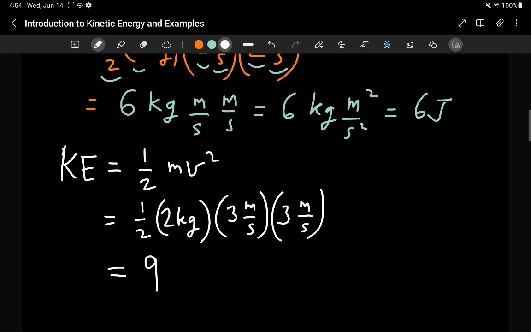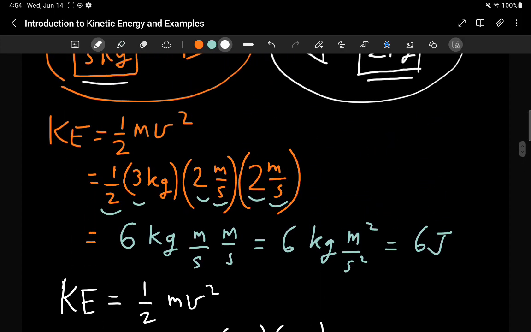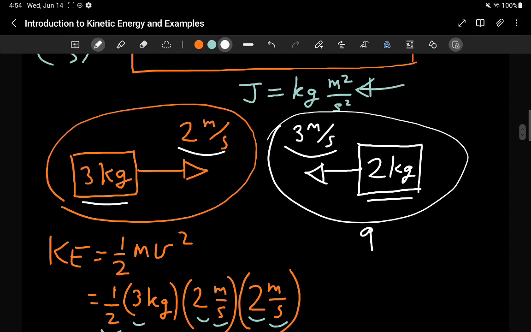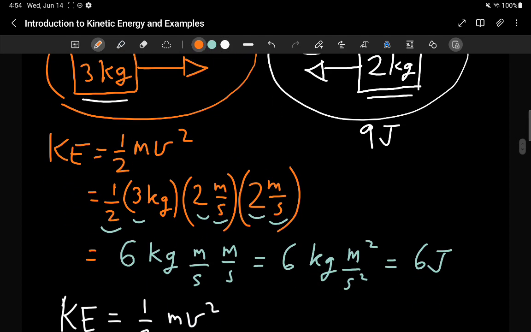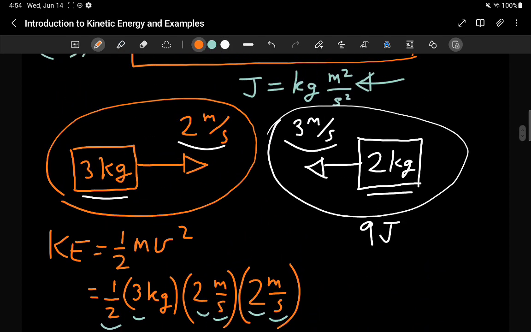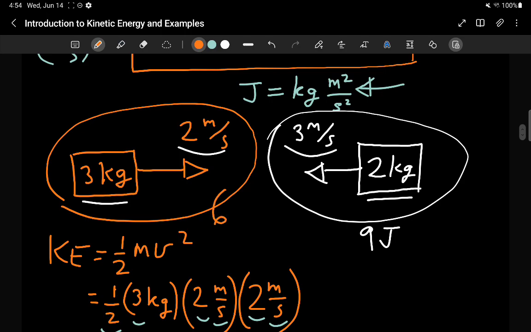And the units are all the same, kilograms times meters per second times meters per second. That is called the joule. So I've got 9 joules of kinetic energy for the white object. And for the orange object, I have 6 joules. Right? So they have different kinetic energies.